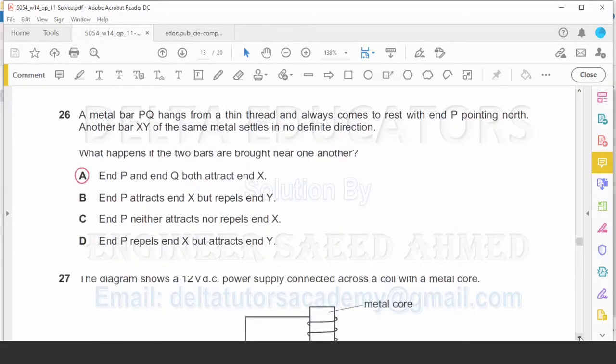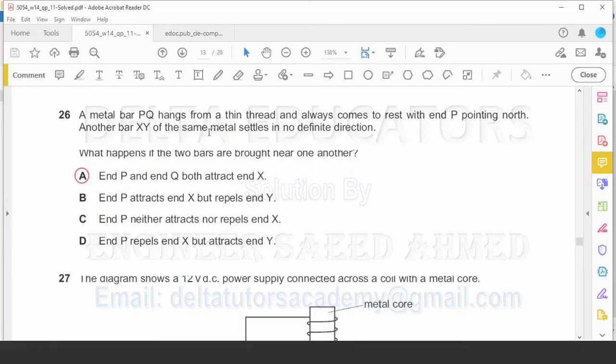Question number 26. A metal bar PQ hangs from a thin thread and always comes to rest with end P pointing north. Another bar XY of the same metal settles in no definite direction. Here it is given PQ hangs from a thin thread and always comes to rest with end P pointing north. It means it is a permanent magnet, whereas the second one is a temporary magnet.